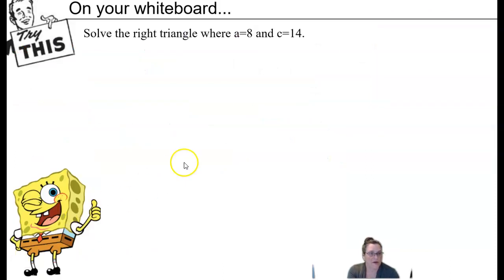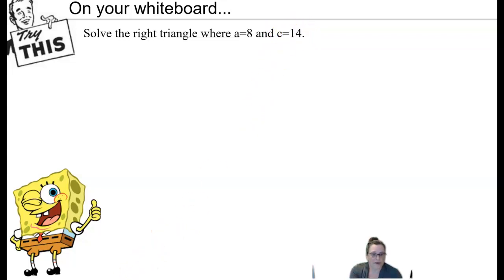Okay, so go ahead and try this one on your own. You want to solve the right triangle where you're given two side lengths. Side A is 8 and side C is 14. And remember, in a right triangle, C is the longest side, the hypotenuse. That's always opposite the right angle.